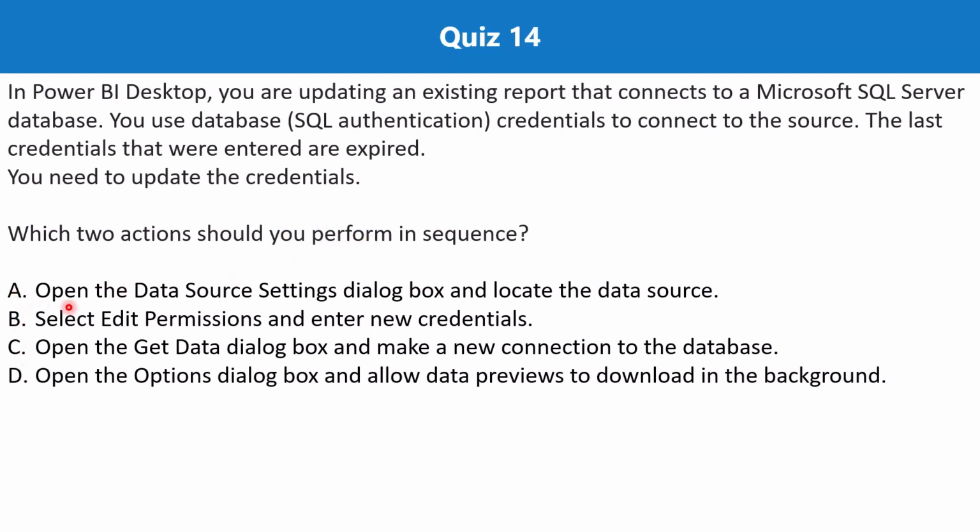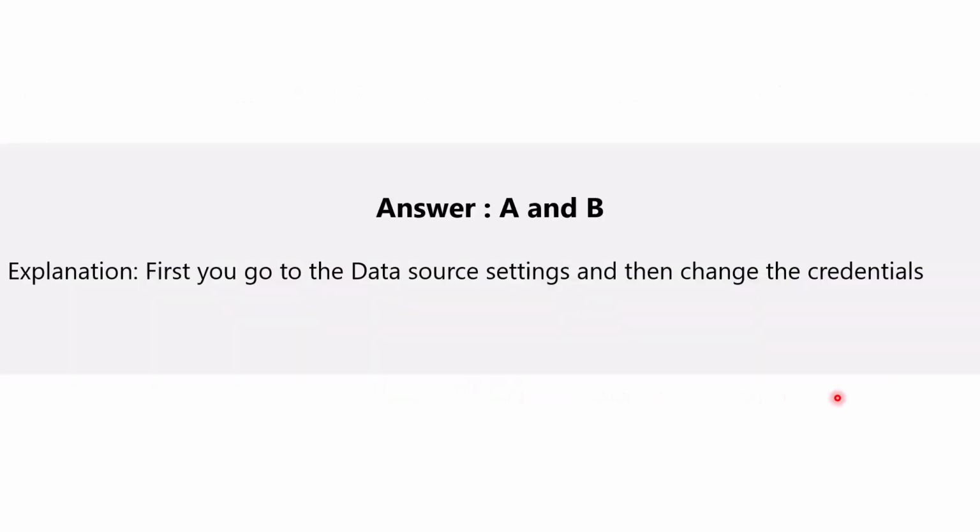The four options are: open the data source settings dialog box and locate the data source, select edit permissions and enter new credentials, open the get data dialog box and make a new connection to the database, open the options dialog box and allow data previews to download in the background. So the correct answer is A and B. First we will perform step A, and then we are going to perform step B. And the explanation says that first you go to the data source settings and then change the credentials.